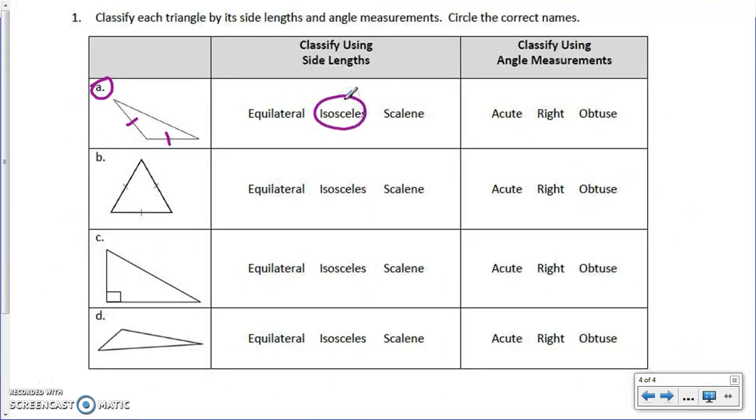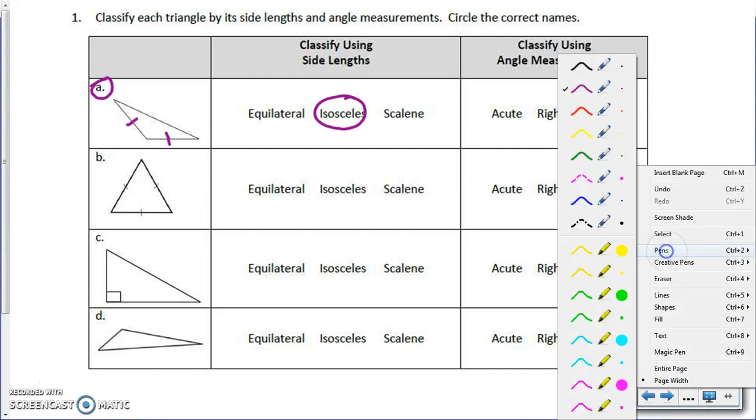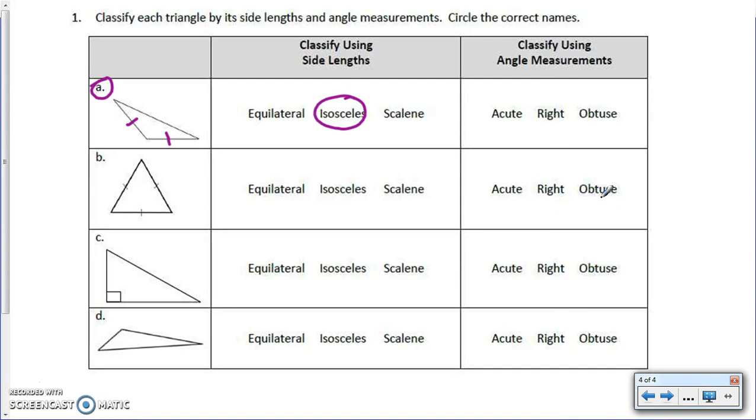Now I'm going to look at it. For it to be an acute triangle, all three angles must be acute. This is acute, this is acute. If I look at this one right here, I should notice it's an obtuse angle. So because I have one obtuse angle, it's an obtuse triangle.